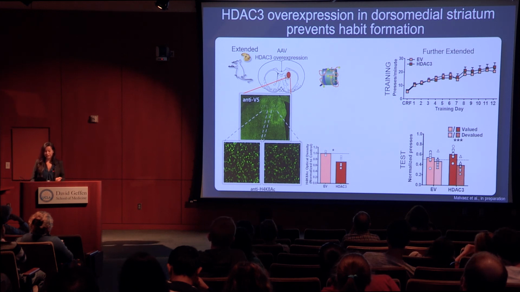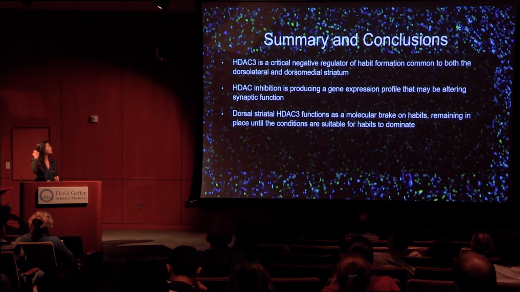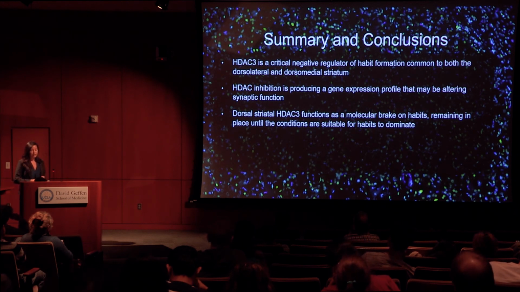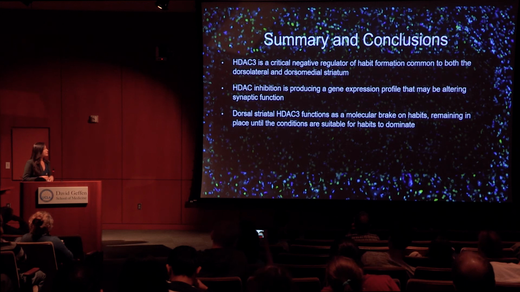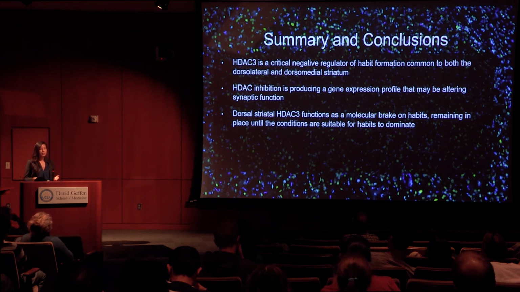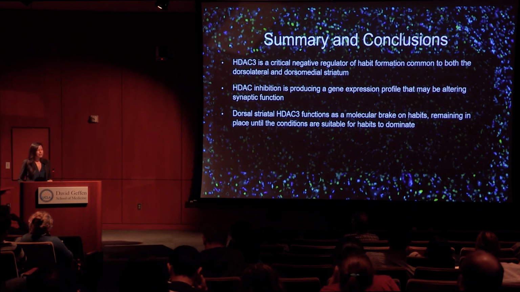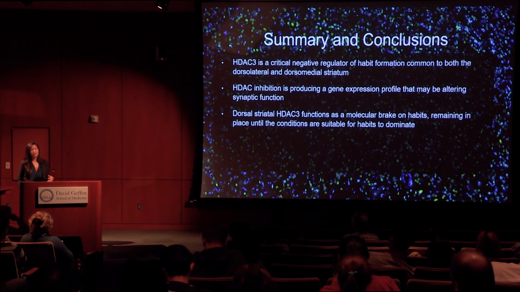And so it appears that HDAC3 is repressing the transition to habits in both the dorsal medial striatum and the dorsolateral striatum. And so just to conclude, HDAC3 is a negative regulator of habit formation, and again, both in the dorsal medial and dorsolateral striatum. And it appears that HDAC inhibition is producing a gene expression profile that may underlie changes in synaptic function within these brain regions to ultimately change behavior. And importantly, what we think is that dorsal striatal HDAC3 is normally preventing habits from forming. So it's acting as a molecular brake that remains in place and prevents habits from forming too early.